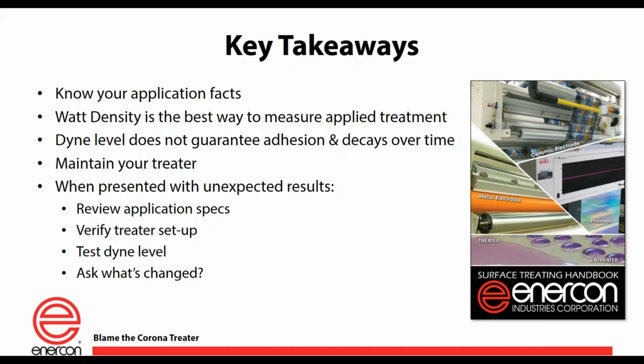And really, when you are presented with these sort of weird results, things you didn't expect, what do you got to do? Well, number one, check your application specifications. Are you running the job the way you ran it last time? If you're not, why? What changed? Verify your treater setup. Make sure it's running in the condition and the way you wanted it to run on this job. Always test your dyne level. What's going on there with that material? And then finally, if you still don't come up with an answer, simple question, what changed?